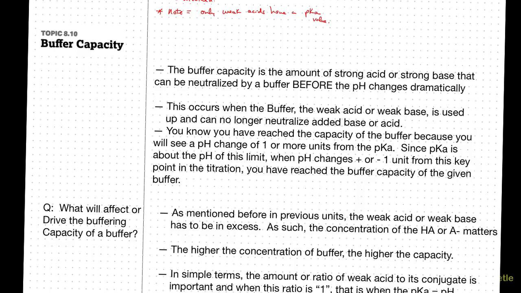there's no longer an ability for the weak acid. If we take that perspective, looking at a weak acid scenario, the weak acid isn't going to be able to neutralize any incoming base. And so the buffer capacity is literally just the ability of the acid to neutralize. And once it loses that ability to neutralize, it's not going to be able to do so anymore.